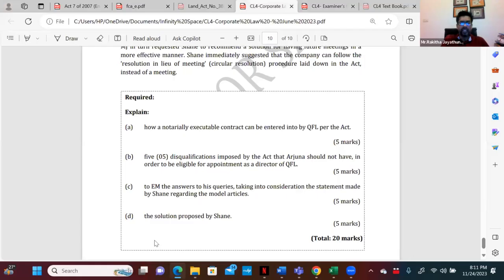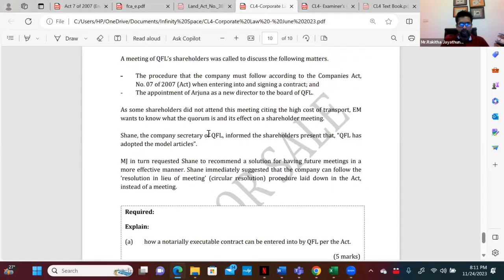Right. Then finally, the solution proposed by Shane. What is that? Now, a shareholder has a problem. Most of the shareholders are not coming for physical meetings, saying that transportation cost is high. So that means you can't have physical meetings. So the secretary is giving a solution. He says the company can follow the resolution in lieu of meeting. Another term we use is by way of circulation. That means no physical meeting.